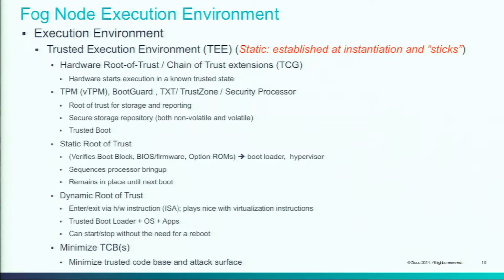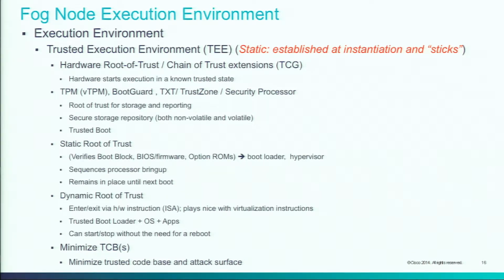Static root of trust. So a static root of trust, as we talked about a little bit earlier, essentially comes up, manages the hardware bring up, verifies things like the boot block, the BIOS and firmware, option ROMs if there are any, and then transfers control to a trusted bootloader, which it has verified, and then that bootloader invokes either a bare metal OS or hypervisor, which it also verifies, and that again becomes a trusted execution environment.